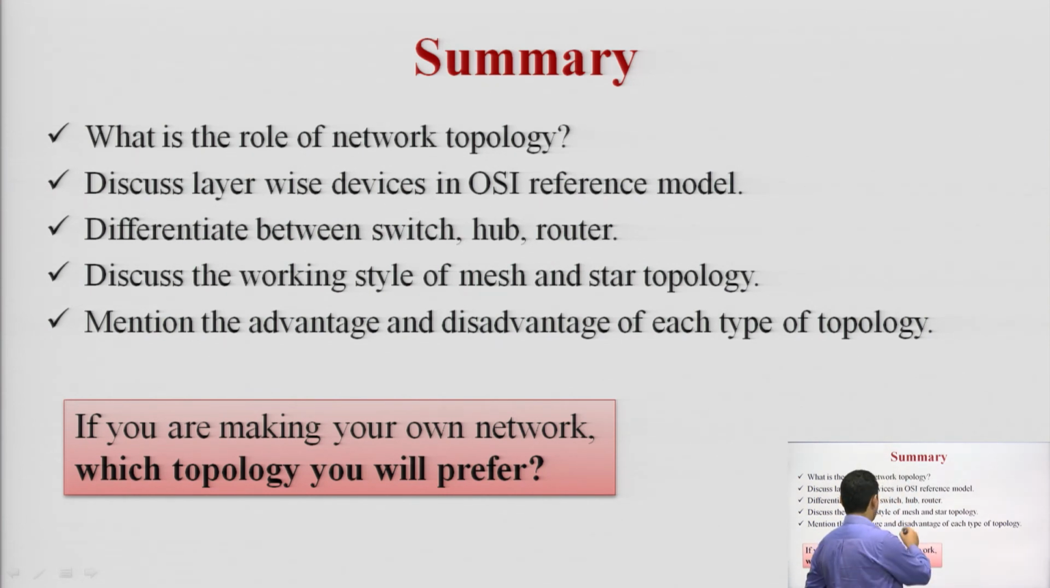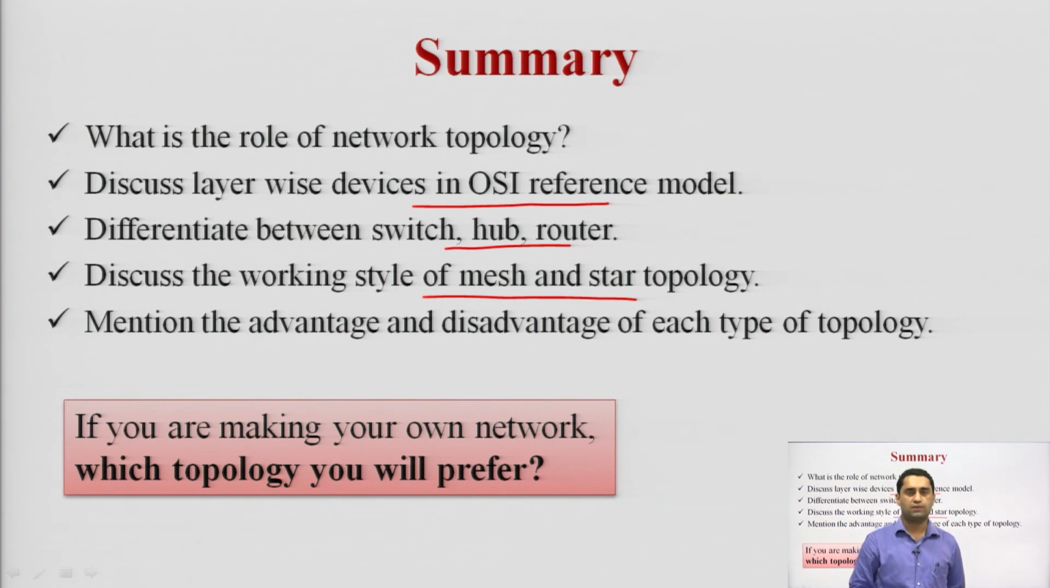Another one is the layer wise devices. This is important. The difference between the hub, bridge, switch, router is again important. What are the major differences in the working style of mesh and star topology? What are the advantages and disadvantages of each type of topology? I have discussed with the figure and the example. You can refer to the book by Forouzan or Tanenbaum for the detail purpose.